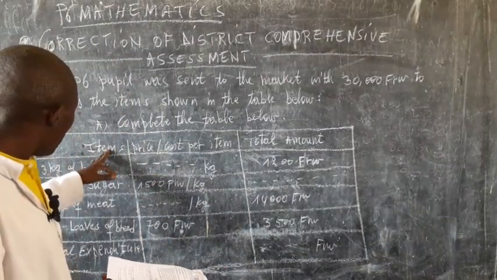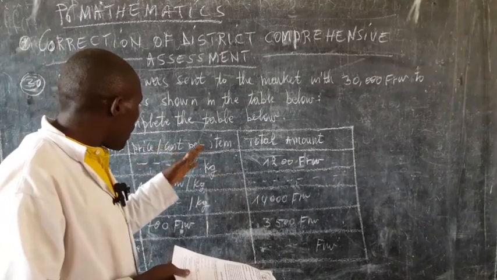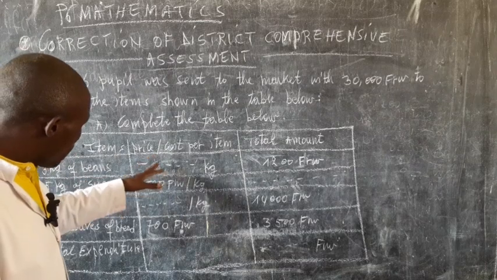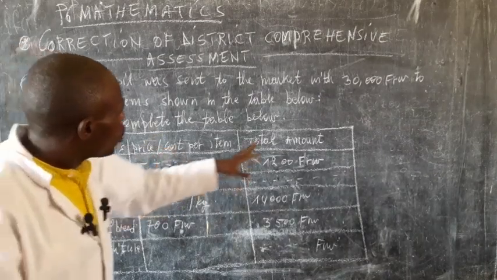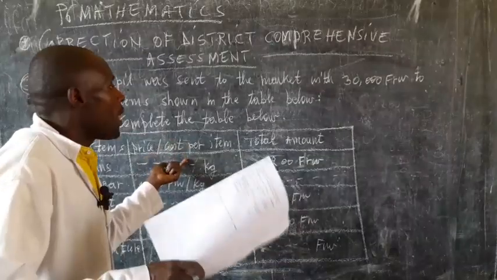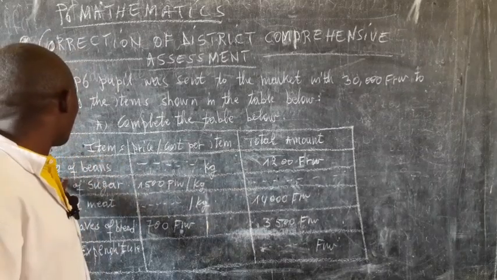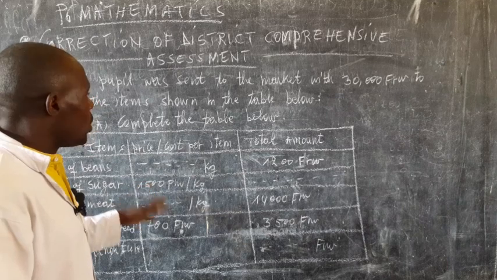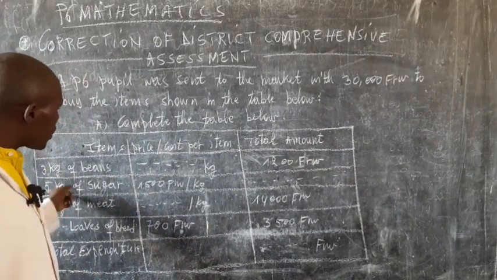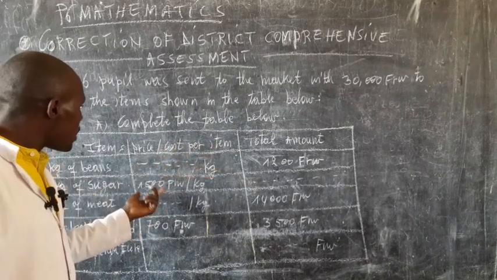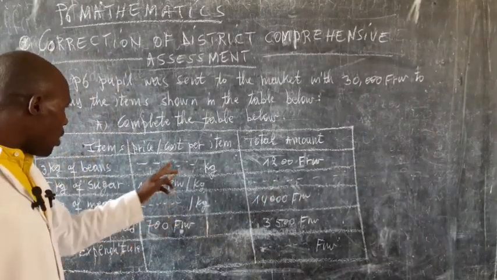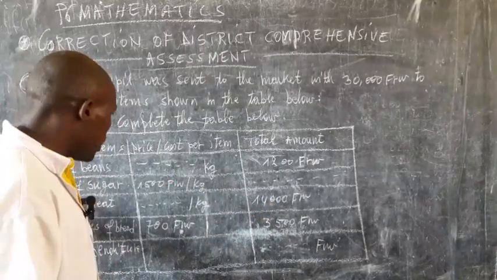So here we have items on this side, price or cost per item in this one, total amount in this one. In order to get the price or cost per item, we take total amount divided by the number of items. In order to get the total amount, we take the number of items multiplied by cost per item. So this and this are to be multiplied, and you get total amount. In order to get this one, it is the same as this one: we take total amount divided by number of items.